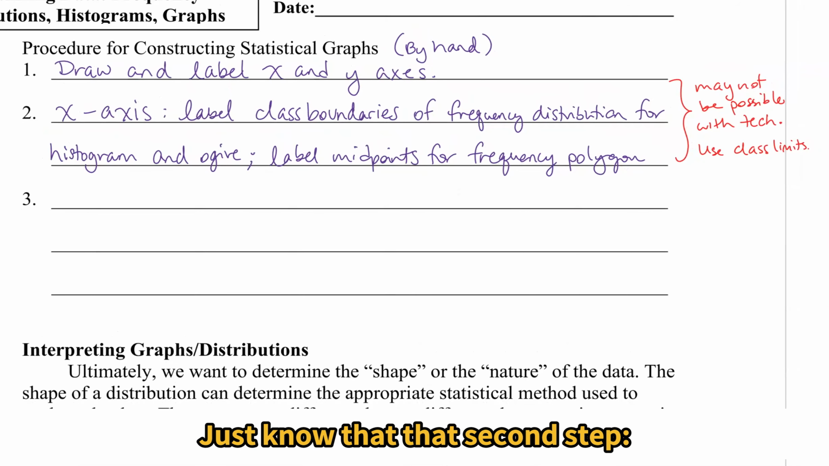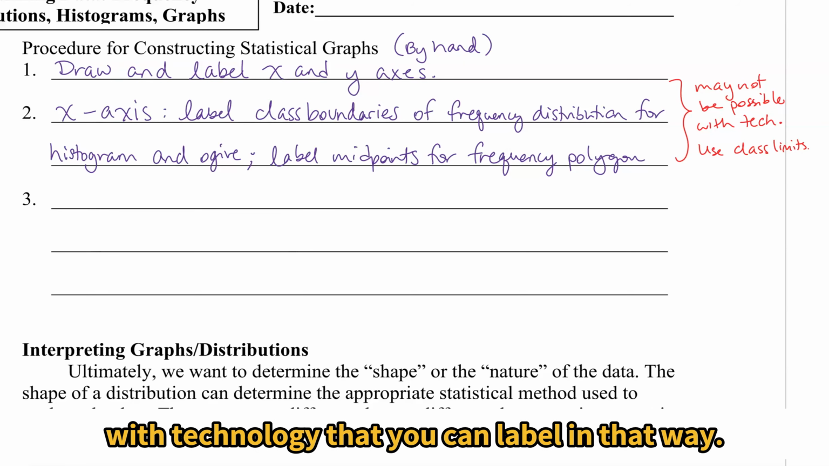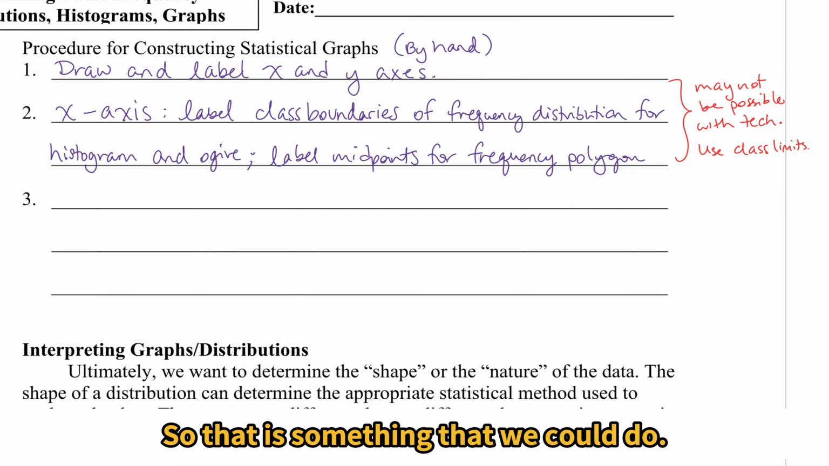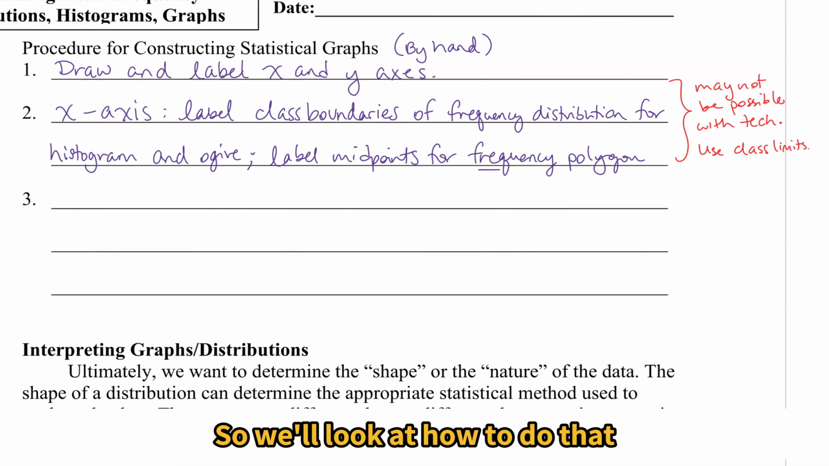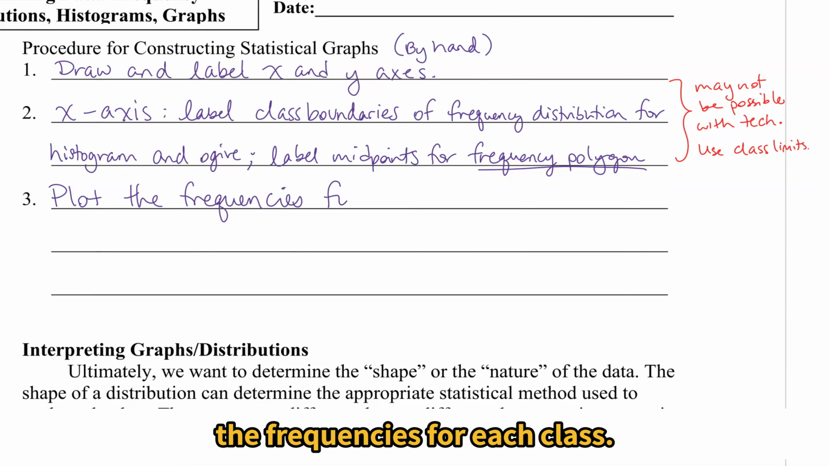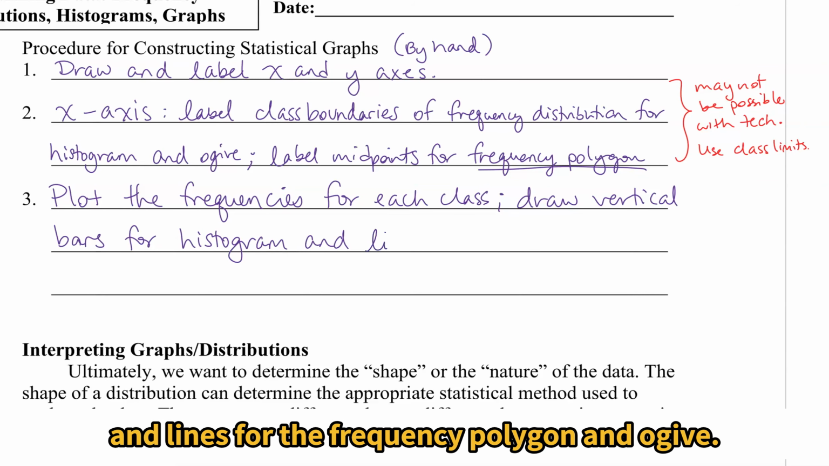Just know that for that second step, labeling the x-axis, it may not be the case with technology that you can label in that way. The midpoints for the frequency polygon is easier, so that is something that we could do. So we'll look at how to do that using technology. And then the last step: plot the frequencies for each class. We'll draw vertical bars for the histogram and lines for the frequency polygon and the ogive.